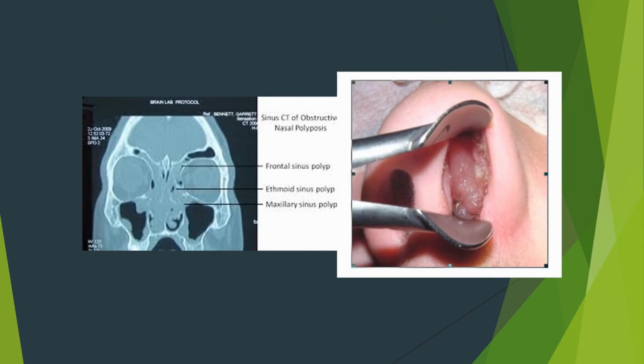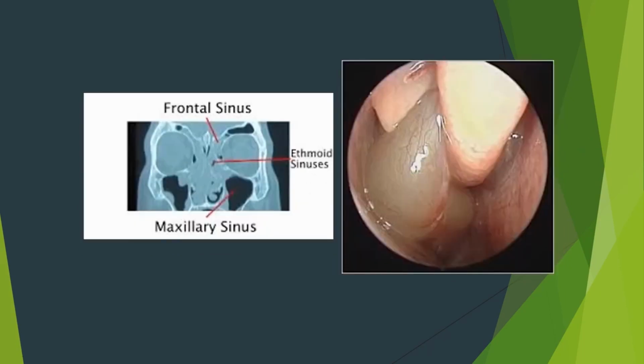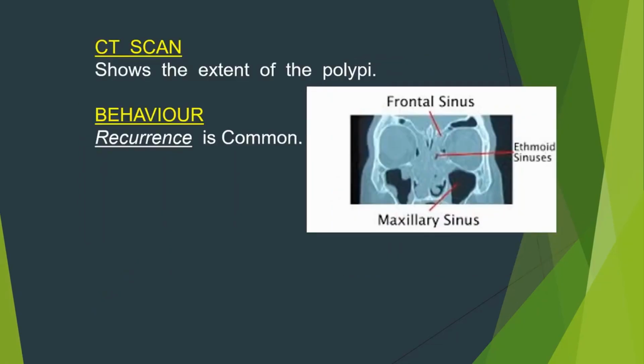And in this slide, we will see on the right side the nasal polypi reaching to the nares, and on the left side is a CT scan showing ethmoidal polypi. Here's another figure showing another grape-like structures, polypi, and another CT scan showing nasal polyps. So CT scan will show the extent of the polypi. By the way, the behavior of this ethmoidal polypi is recurrence, which is very common.